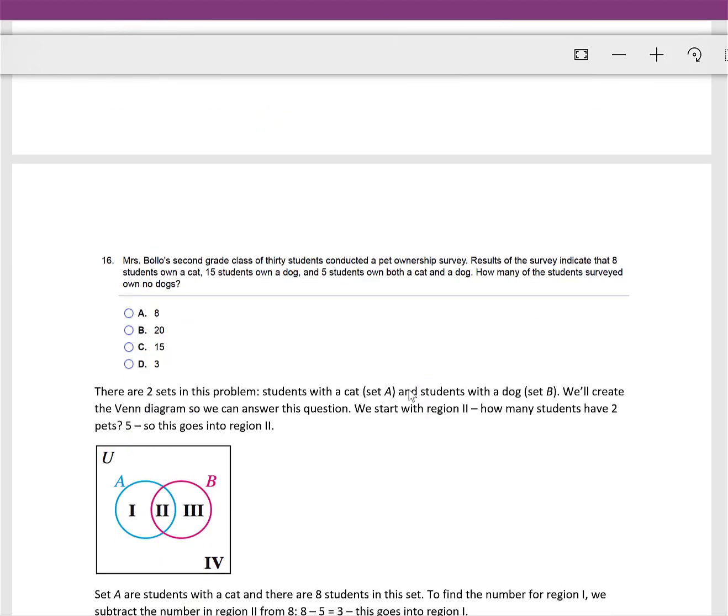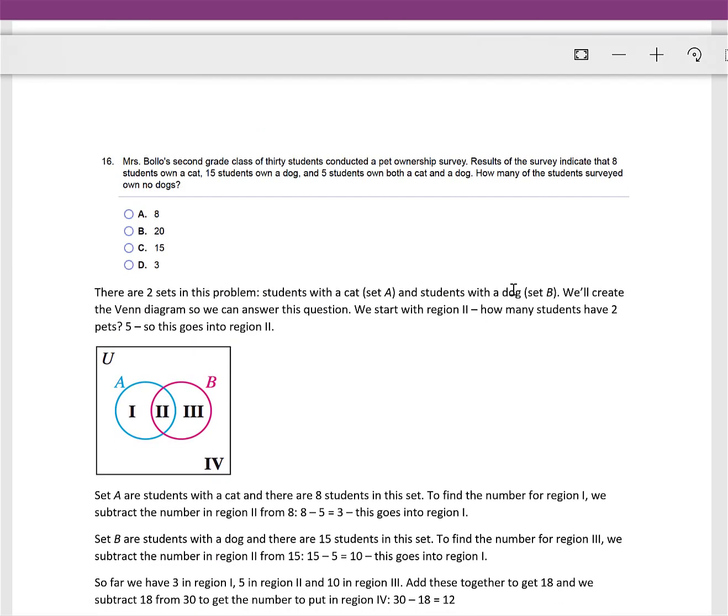And I think I've got one more over here on the detailed solutions, another Venn diagram problem. Mrs. Bolo's second grade class of 30 students conducted a pet ownership survey, and the results show that 8 have a cat, 15 have a dog, and 5 have both. How many students had no dogs?